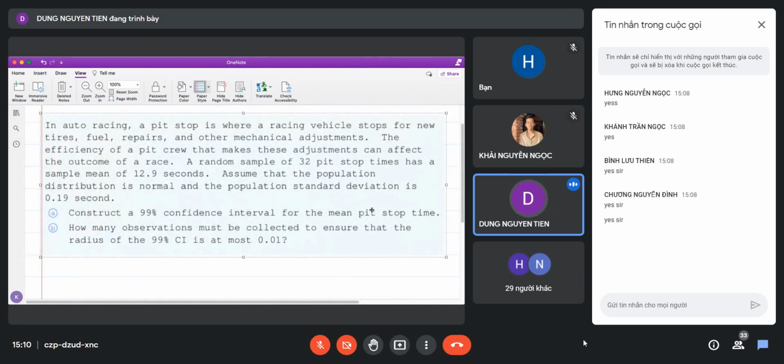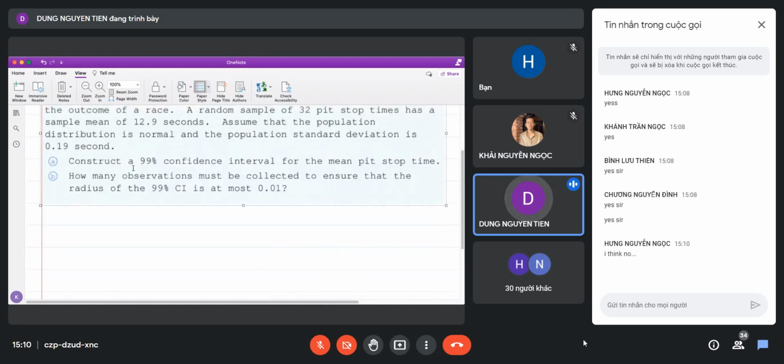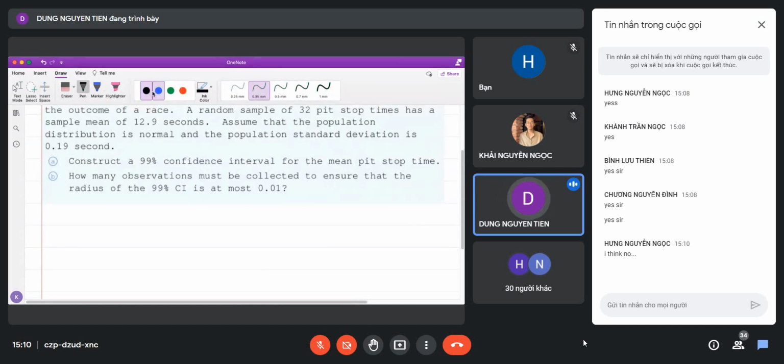By the way, do you know how to solve the problem? Well, actually, you need to use this formula. Suppose that M is the population mean. Suppose that M is the mean bit stop time.